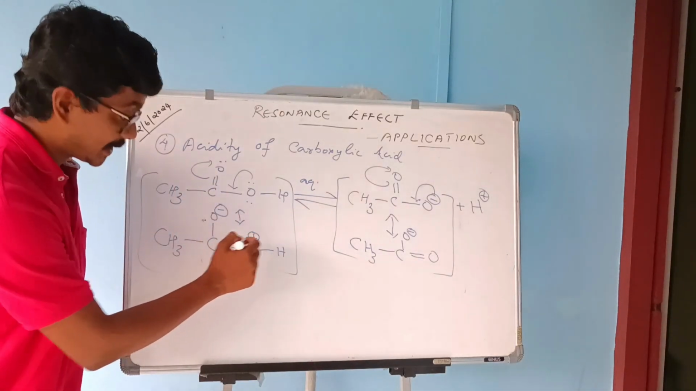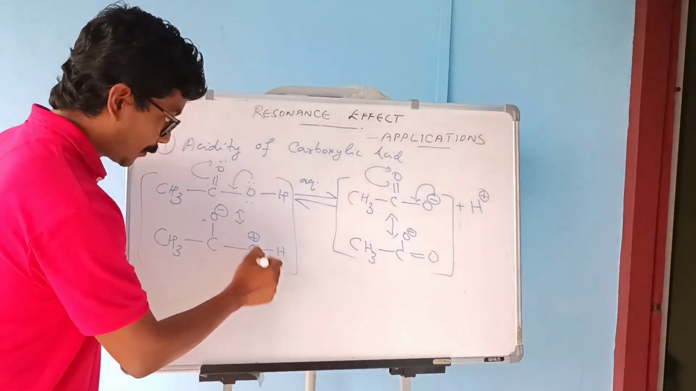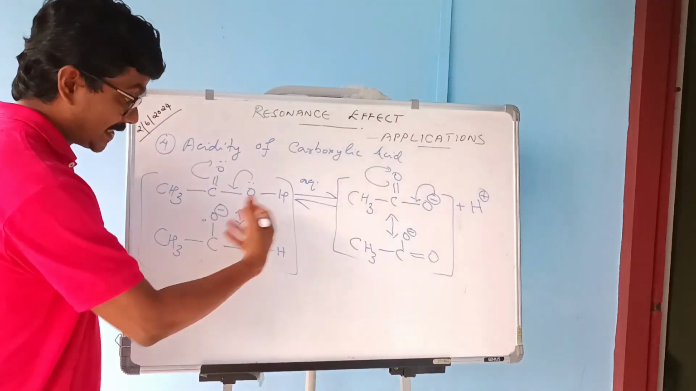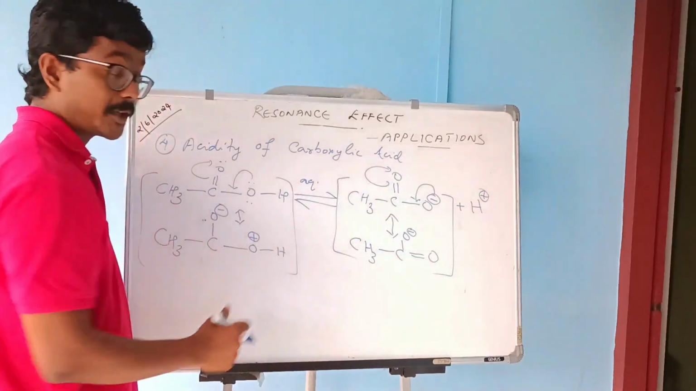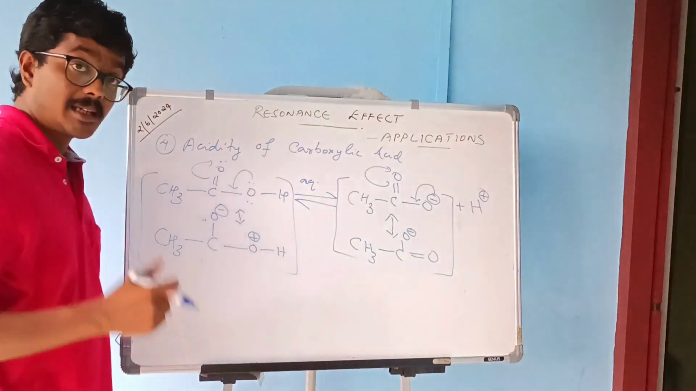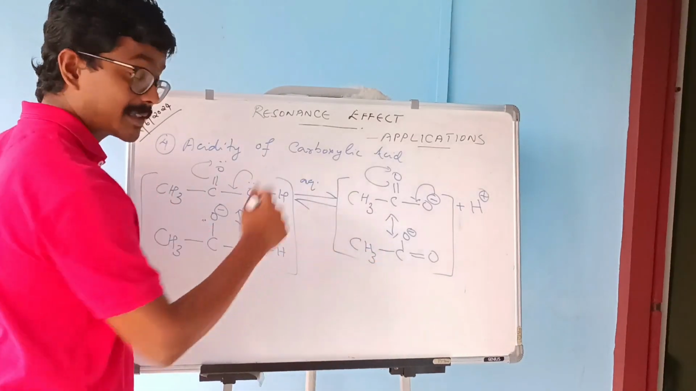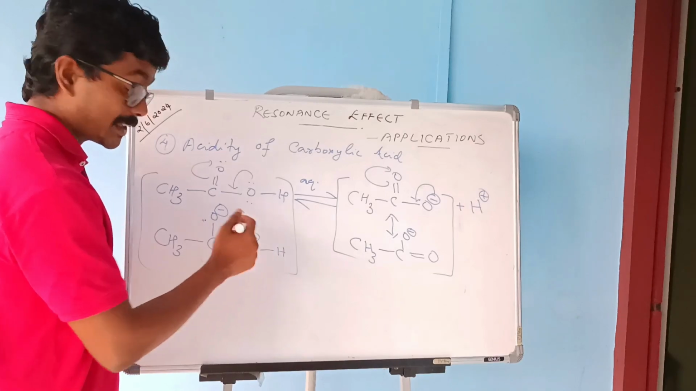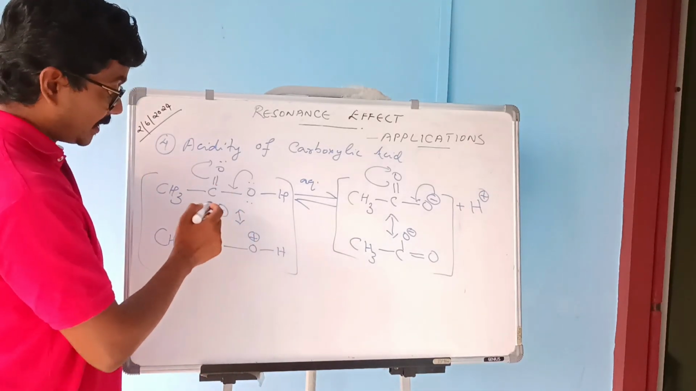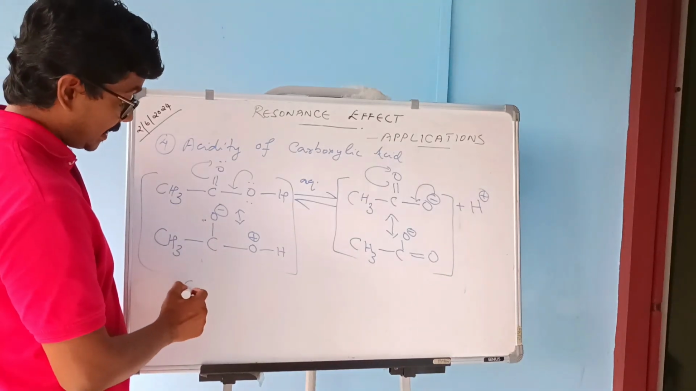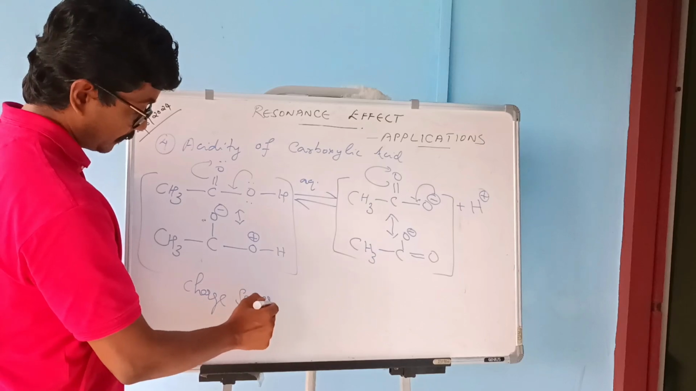So as a result, due to this plus charge, the release of H plus ion becomes very easy. The proton will immediately escape from this carboxylic group, forming a carboxylate anion. Why? Because the carboxylate anion is highly resonance stabilized. Hence, the release of H plus ion becomes very easy. As a result, positive and negative charges appear, so charge separation occurs.